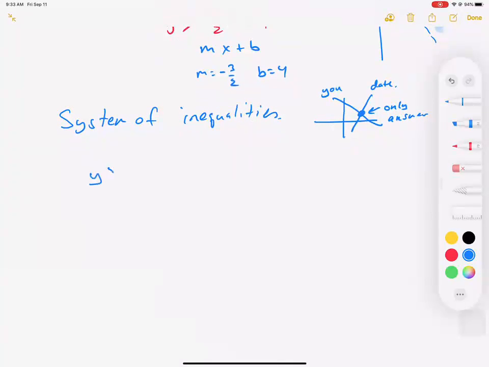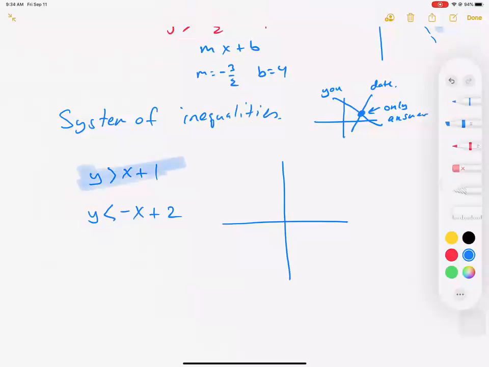Y is greater than x plus, let's say x plus 1, and y is less than negative x plus 2. So I'm going to graph these 2 inequalities. Here we go. Graph the first line and the second line. Graph them separately. First line, we'll do this with blue. Second line, we'll do this with red. First line in blue.